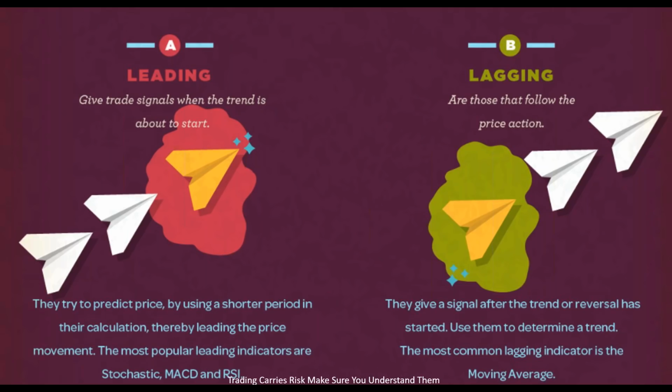Lagging indicators are those that follow price action. They give a signal after the trend or the reversal has started. Use them to determine a trend. The most common lagging indicator is a simple moving average.